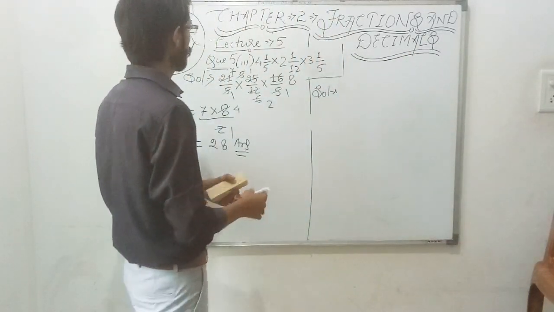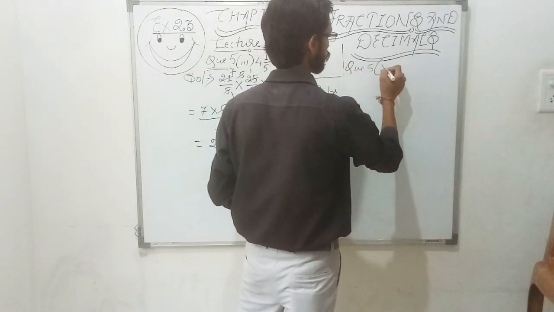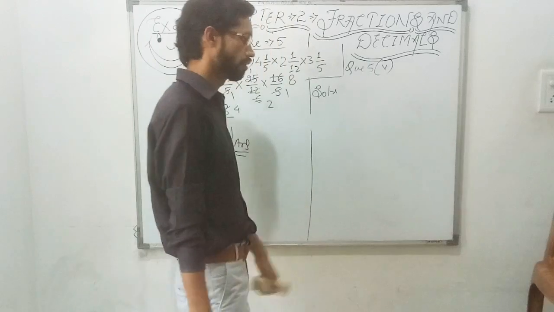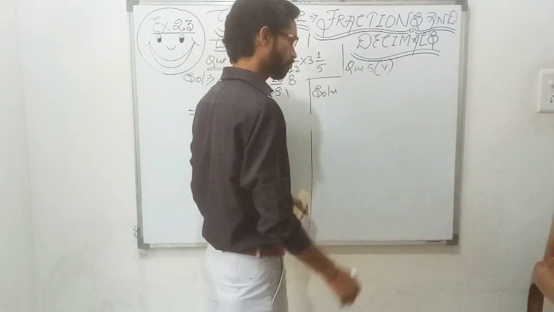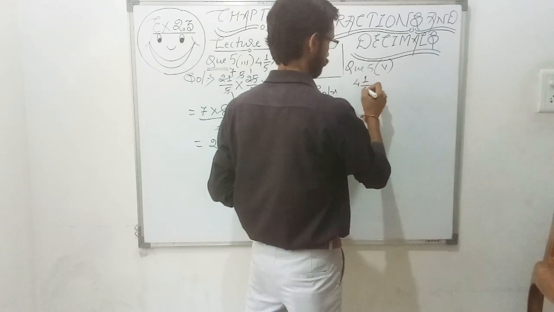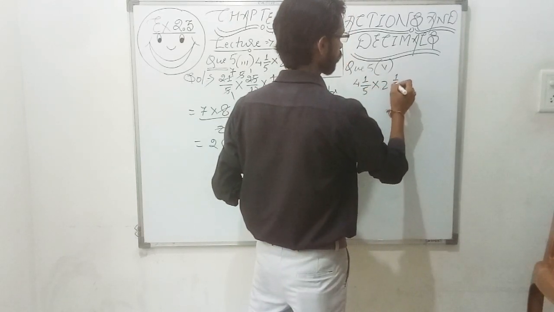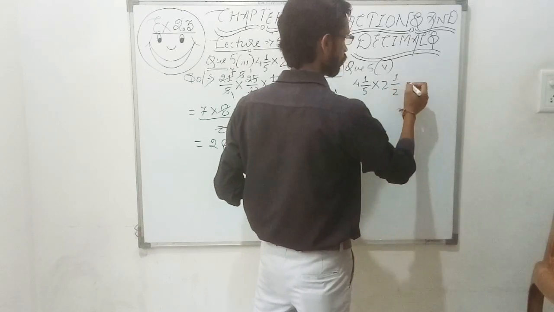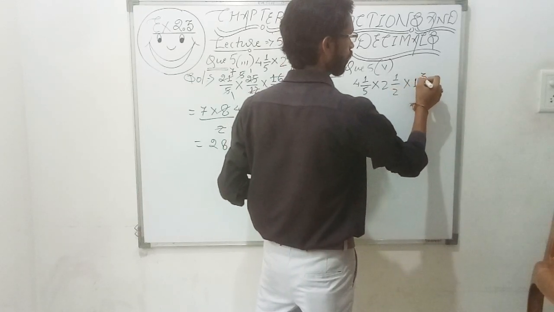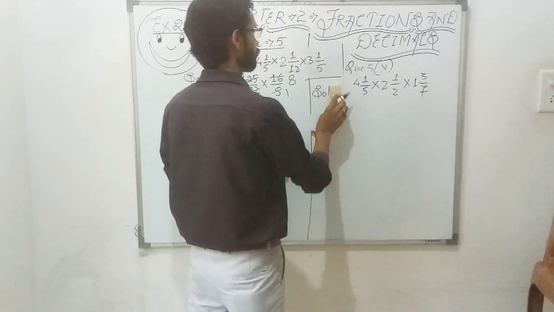Okay, so question number 5, the fifth one. What is it saying? 4 and 1 by 5, multiply 2 and 1 by 2, into 1 and 3 by 7. Okay.